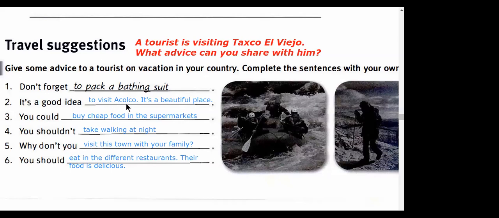It's a great idea to visit Coco. It's a beautiful place. Perfect. You could buy cheap food in the supermarkets. Yes. You shouldn't take walking.